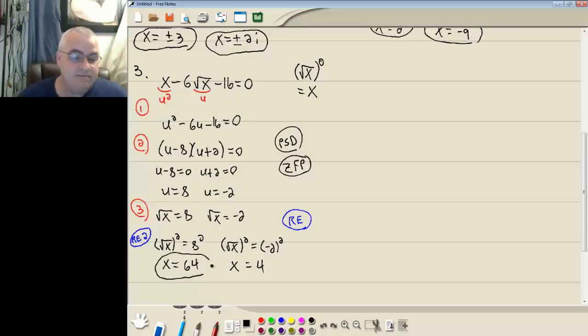That one checks. If I put 4 up here, put 4 here, that's 4. If I put 4 here, that's the square root of 4, which is 2, times 6 is 12. So I got 4 minus 12, which is negative 8, minus 16. That does not equal 0. So this one does not check. Actually, you may have seen at this point, when we got the square root of x equal to negative 2, a square root can never equal a negative number. So that one will never check anyway, but it'll be obvious when you plug it into the original equation.